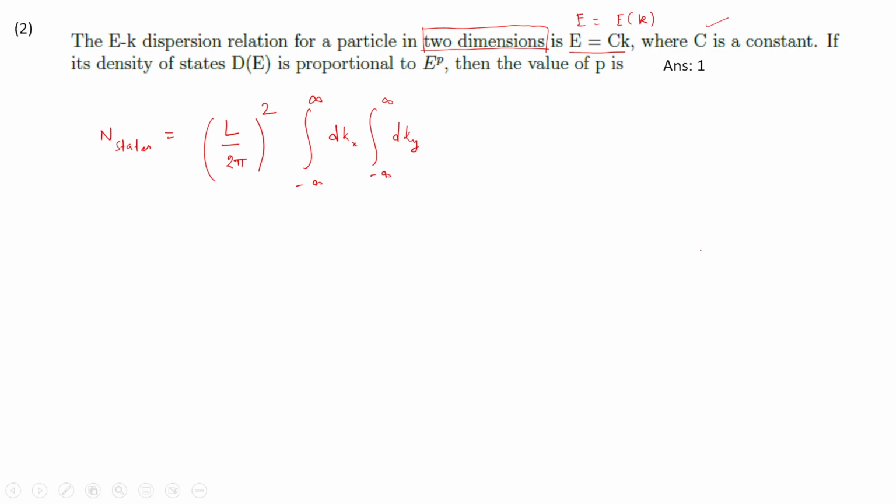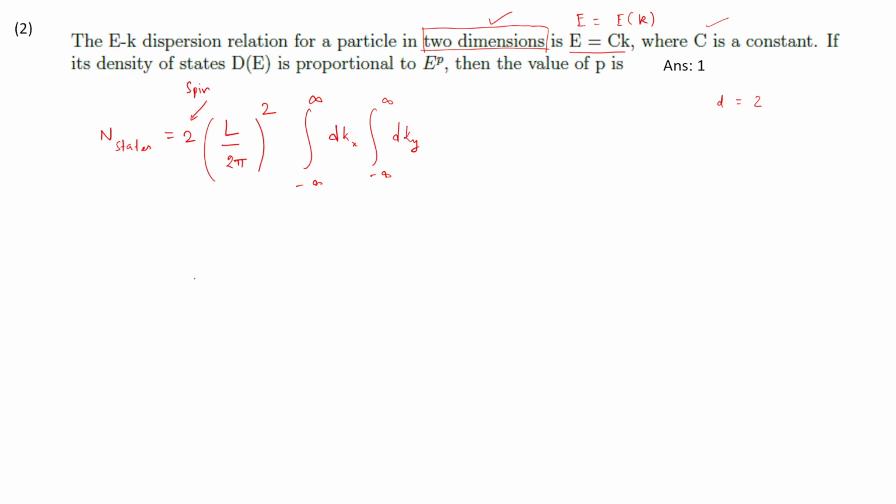So this is how you find it. If it were some other dimension, let's say dimension d, then here it would have been L by 2 pi to the power d, and integral minus infinity to infinity dk1, then minus infinity to infinity dk2, and so on up to dkd. That is how you find it for a general dimension. But now let us do it for d equal to 2, which is 2 dimension. And we have to multiply one more 2 for spin.